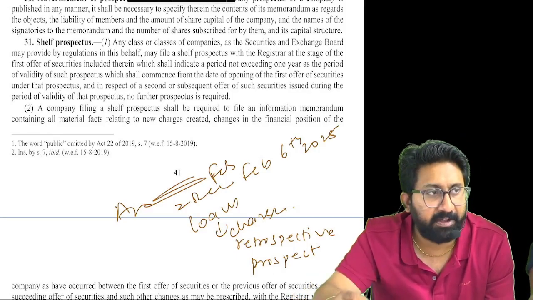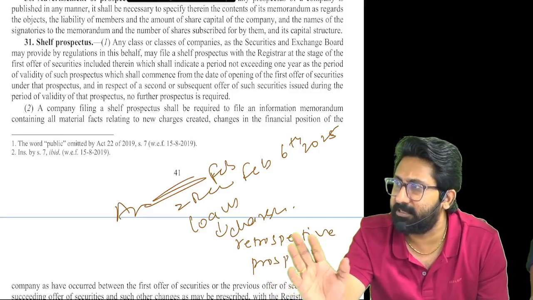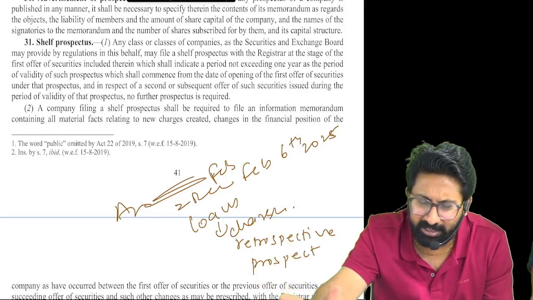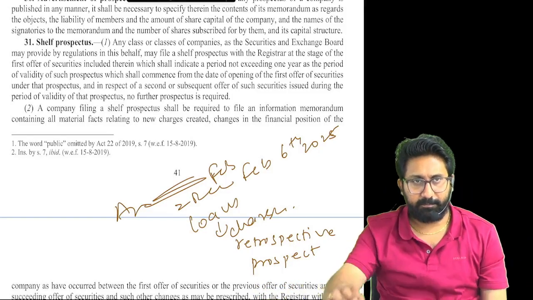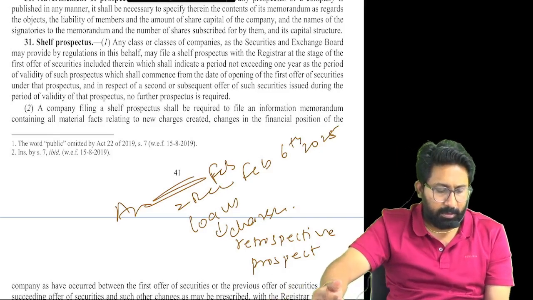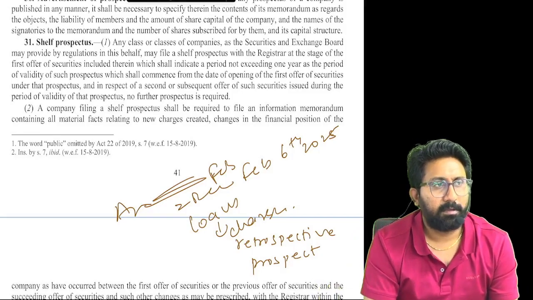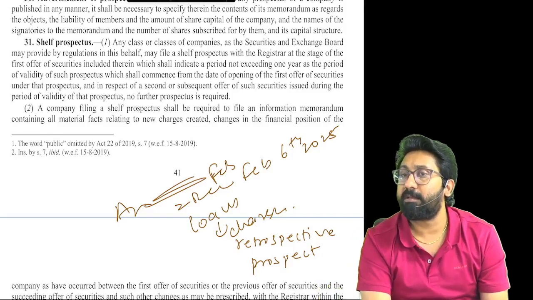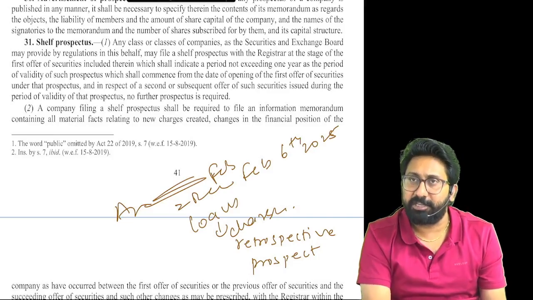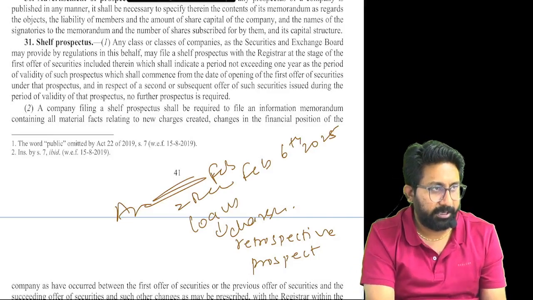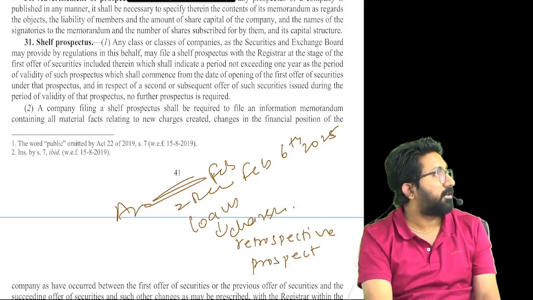A company may file SP. In this topic, SP means shelf prospectus, so every time don't write that in full. A company may file SP with ROC. At what time should you file? Last offer or first offer? At the stage of first offer of securities.